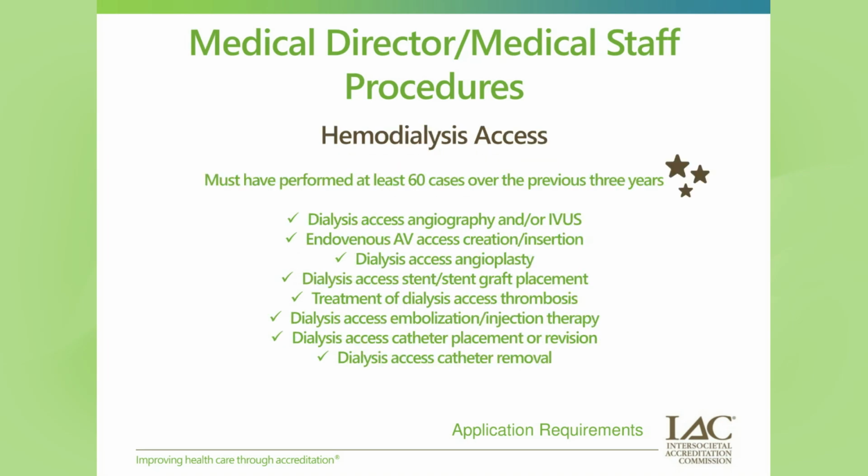For hemodialysis access, this is a little bit different. We don't have our starred programs for our procedure types per se. For hemodialysis, you just have to have performed at least 60 cases over the previous 3 years. These cases can be a total of any of the types of procedures listed below. There are no minimum requirements for each type of procedure. So as long as you meet your 60 case volumes in any of these or a combination of these, then you are eligible to apply.